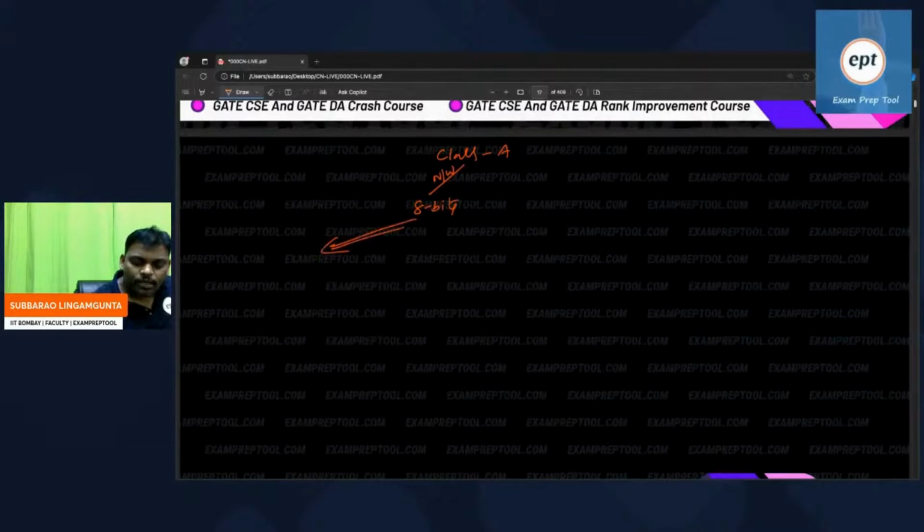What is the answer? 8 zeros. See this one. Network number we are talking. 8 zeros to 8 ones. Can you help me now? Any chance of class A 8 ones possible? In the class A network first octet, 8 ones possible or not?